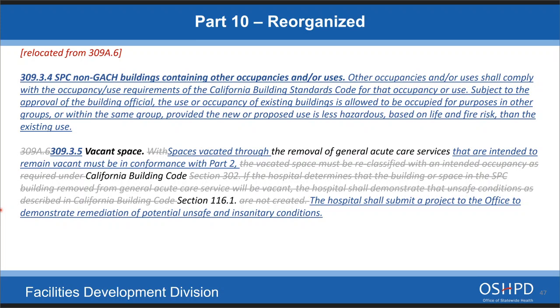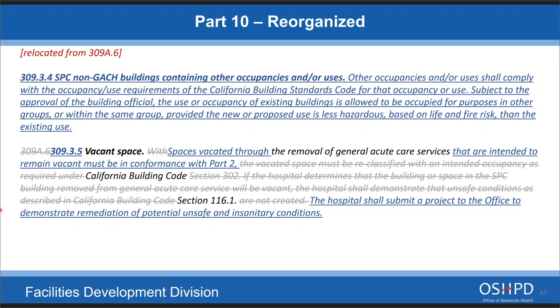For SPC non-acute buildings containing occupancies and their uses, basically this is saying that subject to the approval of the building official, in this case OSHPD, the use or occupancy of these existing buildings is allowed to be occupied for purposes in other groups or within the same group, provided the new or proposed use is less hazardous based on life and fire risk than the existing use. So again, another way of allowing a lesser risk use to be put into a hospital building that does not have acute care.